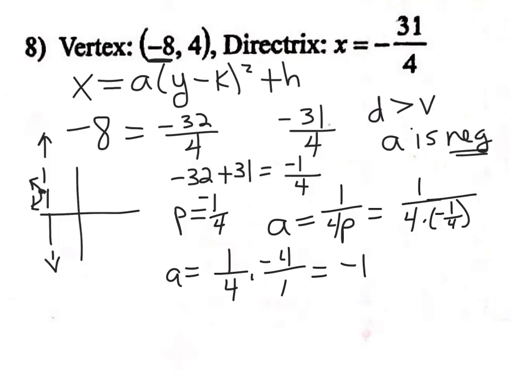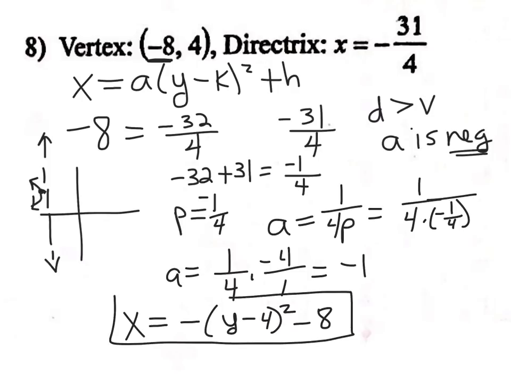So now I'm ready to write my equation. X equals a negative, parentheses, y minus 4, close parentheses, squared, don't forget your squared, plus h, which is actually a minus 8. And that's it. That would be our equation in vertex form.